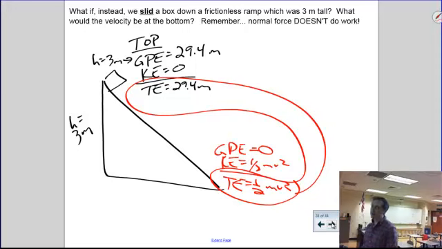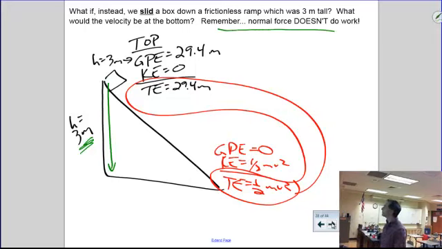So what that shows us is it doesn't matter, as long as the only force doing work is gravity. It doesn't matter how your object moves down through some displacement, in this case 3 meters. It's always going to have the same velocity at the end. I didn't say it, but I did write it here. Remember that in this example, we don't need to worry about normal force, and that's why this total energy and this total energy are the same.